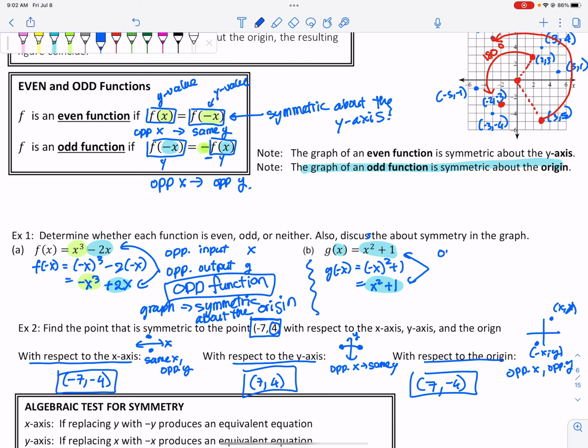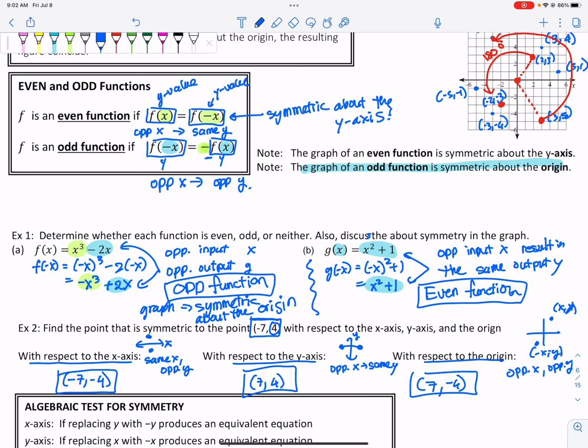So opposite input x results in the same output. So when this happened, opposite x, same output y, this is an even function. And with even functions, the graph is symmetric about the y-axis.